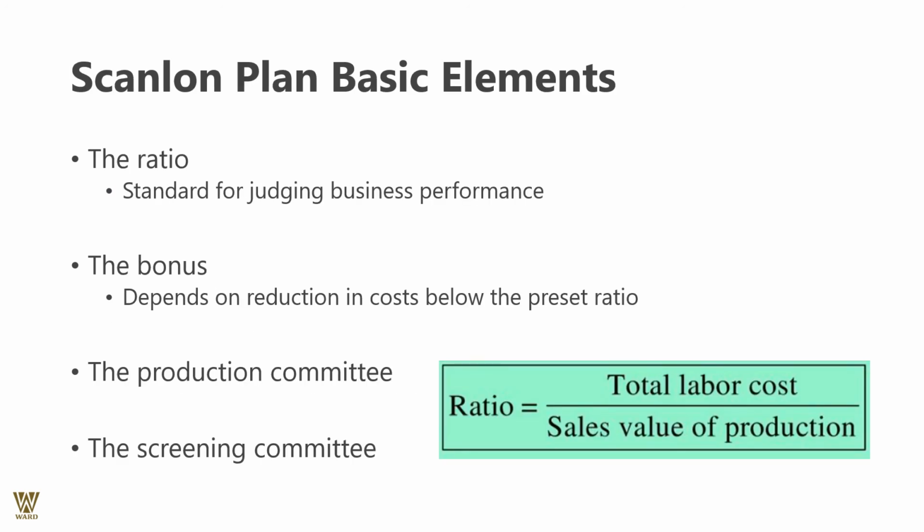We come to the next thing, the standalone plan. It's basically standards for judging business performance, and this is very important. Please understand the ratio of total labor cost versus the sale value of the production. Remember, the total employee cost divided by the revenue that has come around. Whatever the sale value of the production is. So you have your labor cost and the sale value of the product you have made, and what revenue comes from it. So if the bonus depends on the reduction in cost below the present ratio, definitely yes, if you can go around it.